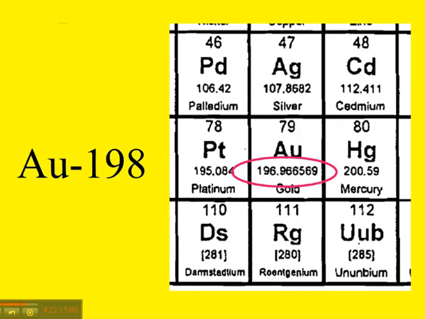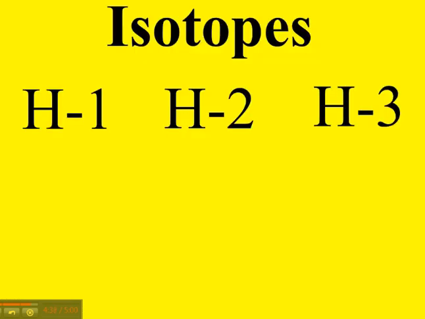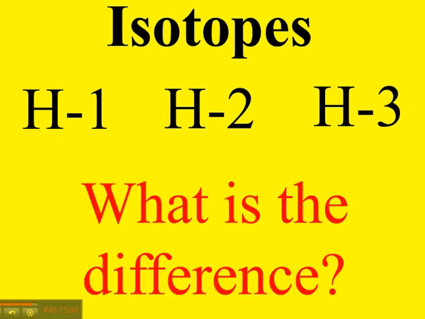One important final note here is that the mass number of 198 is not the same thing as the number that appears at the bottom of the periodic table. Common misconception is that they are the same. Atoms that have different mass numbers are called isotopes. What's the difference between these isotopes?